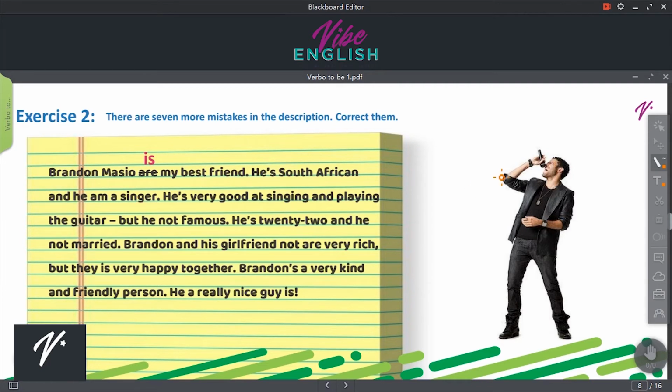Brandon and his girlfriend not are very rich, but they is very happy together. Brandon's a very kind and friendly person. He a really nice guy is. So have a go at these 2 exercises and see how you go.